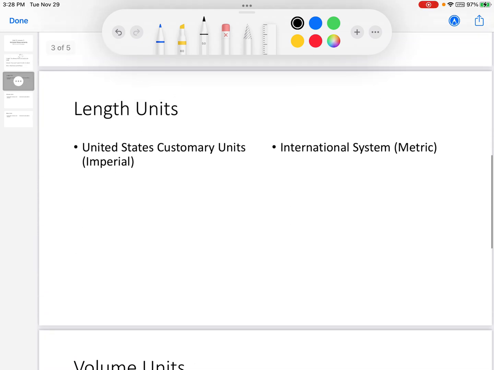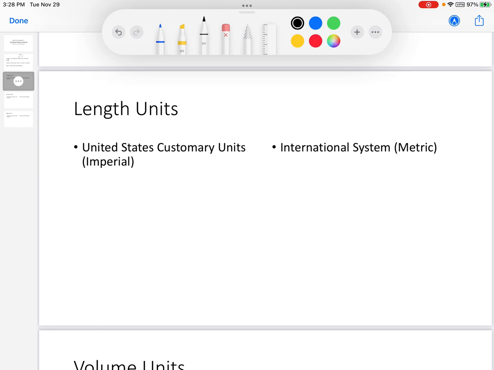The length units. Well, we have two different measuring systems that dominate the world. One is called the International System, sometimes referred to as the metric system, and the other is the United States Customary Units, sometimes called the Imperial System. So we're going to separate them.